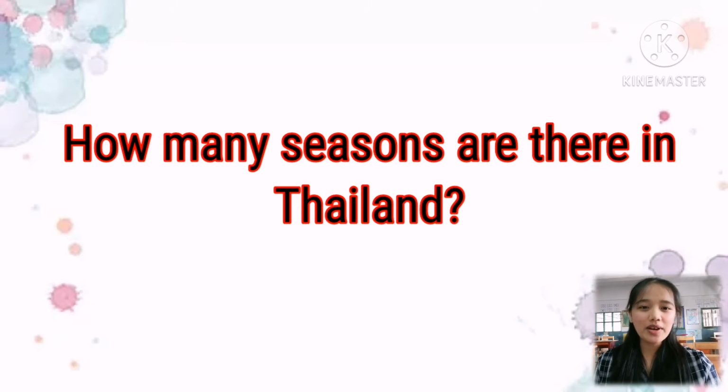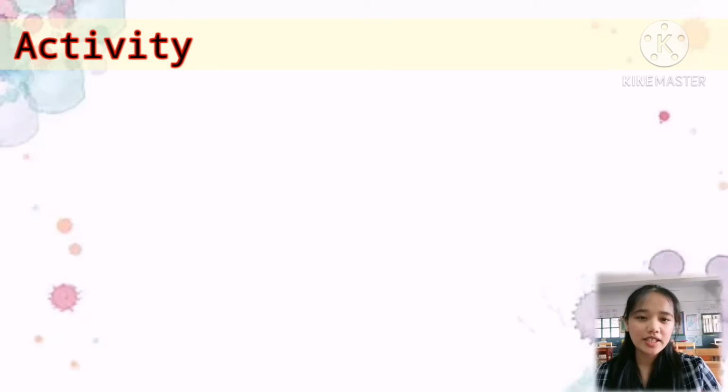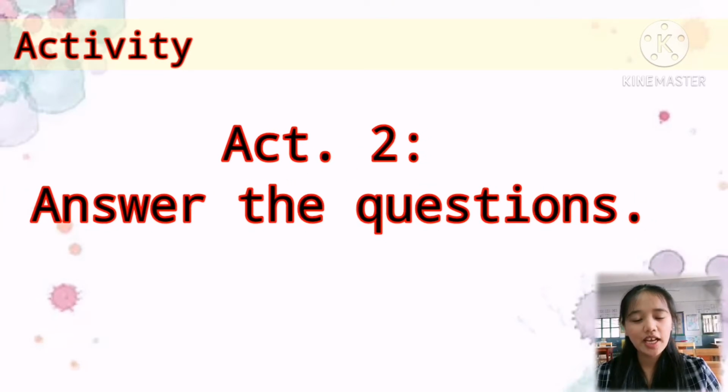Okay, so now we're done with that. Let's move on to your activity. For your activity, you are going to unscramble the words. You're going to try to figure out what is the word for each. That is for your activity 1. So what season do you think is the answer there?